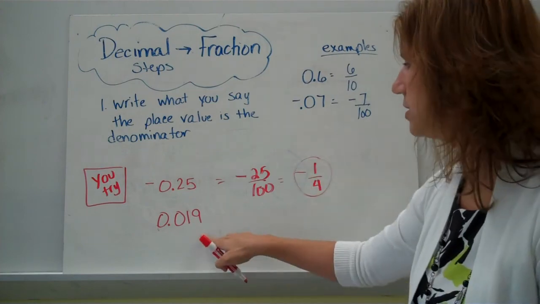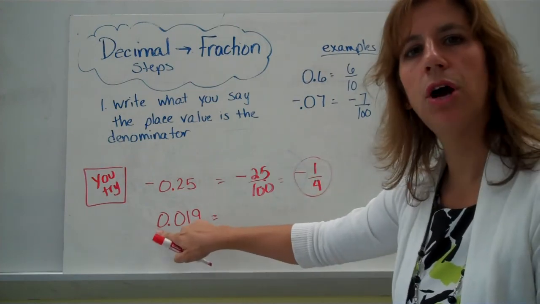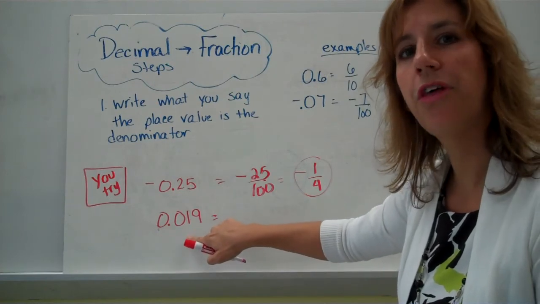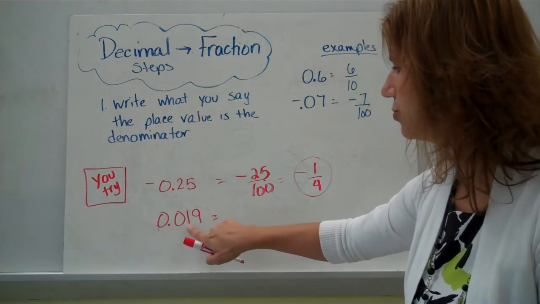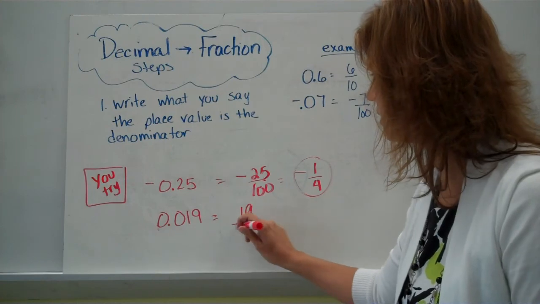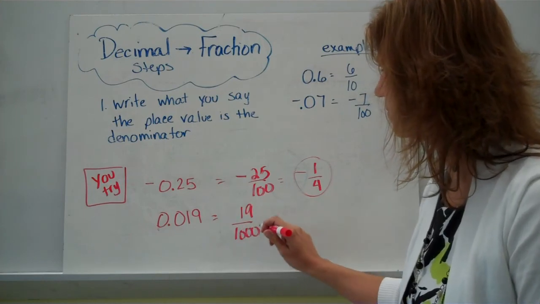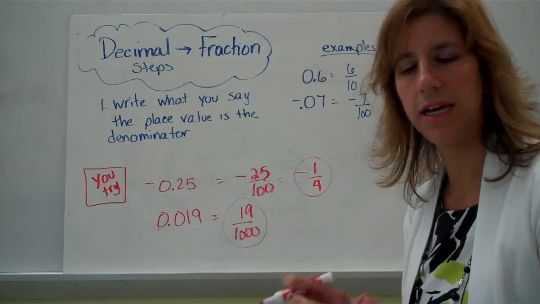All right, take a look at this one. 0 and 19 thousandths. Tenths, hundredths, thousandths. 19 thousandths. And you cannot reduce that because 19 is prime.